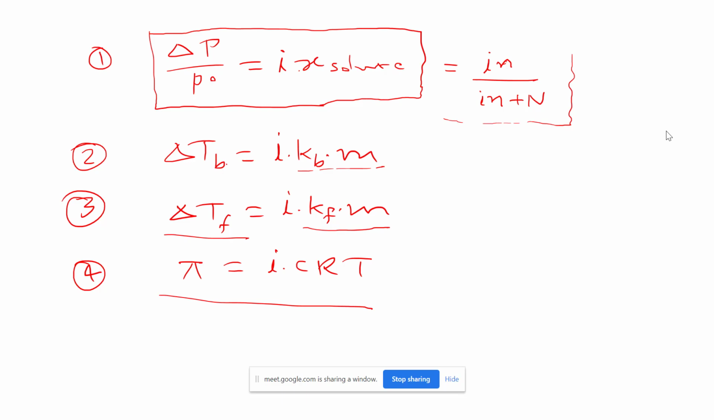Do remember, these equations are valid for all types of solutes that may be electrolyte or non-electrolyte. Now these are the complete formulas. There is no condition, only one condition for the solute, that it must be non-volatile. Electrolyte or non-electrolyte both can be used here. Okay, got it?